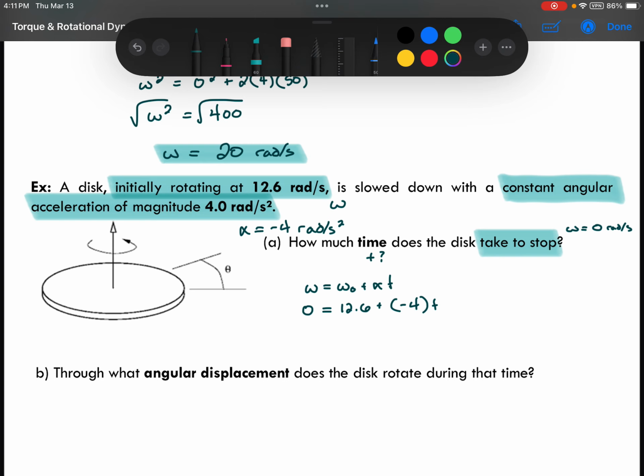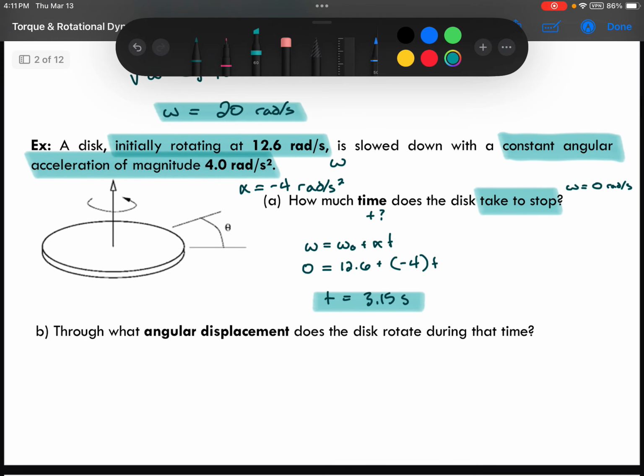All right, a little bit of algebra, add 4t, divide by 4. We get t is 3.15 seconds. So it takes just over 3 seconds for our disk to stop rotating. We'll go ahead and continue on here since this is related to this question. Through what angular displacement does the disk rotate during that same time?